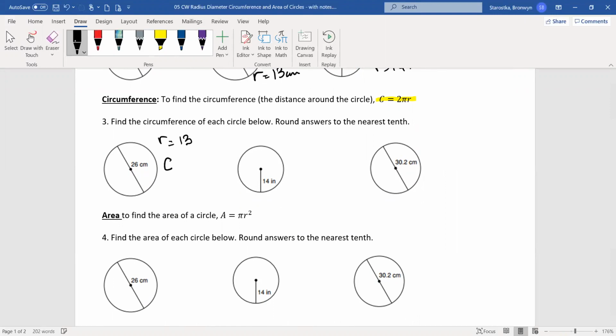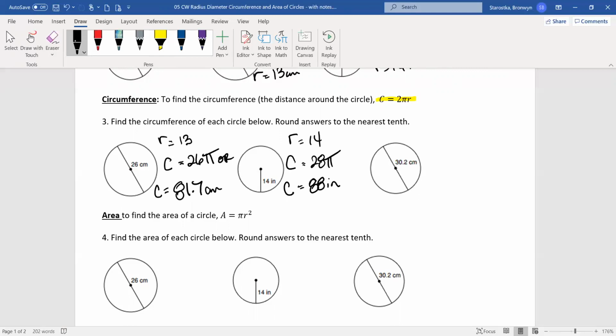So our circumference is 26 pi, or plugging it into our calculator, the circumference is 81.7 centimeters. 2 times 14 is 28, so our radius is 14. Our circumference is 28 pi, or our circumference, rounding, is 88 inches.